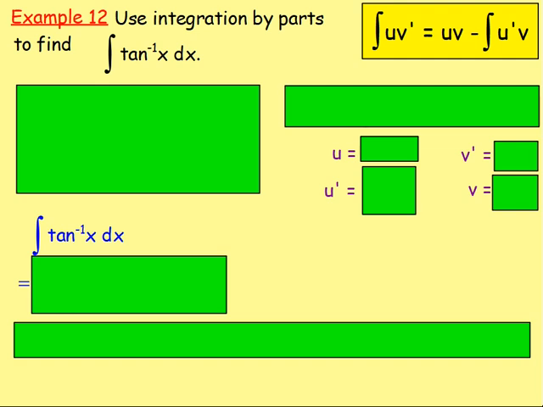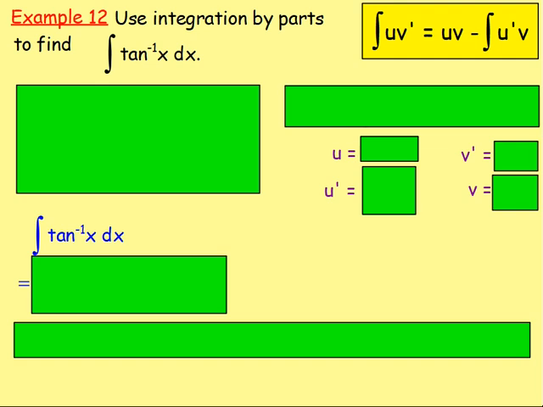Example 12. Using integration by parts, find the integral of tan to the minus 1 of x. So very similar to example 11. First thing again that you're thinking is that you need a product to use integration by parts.